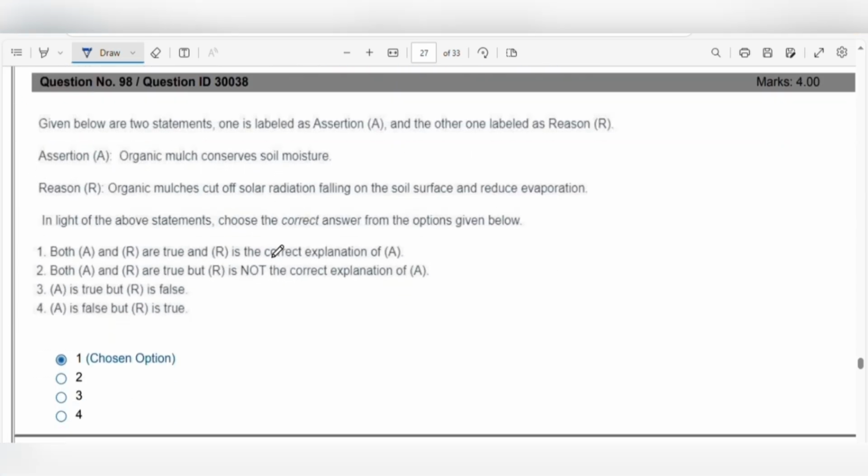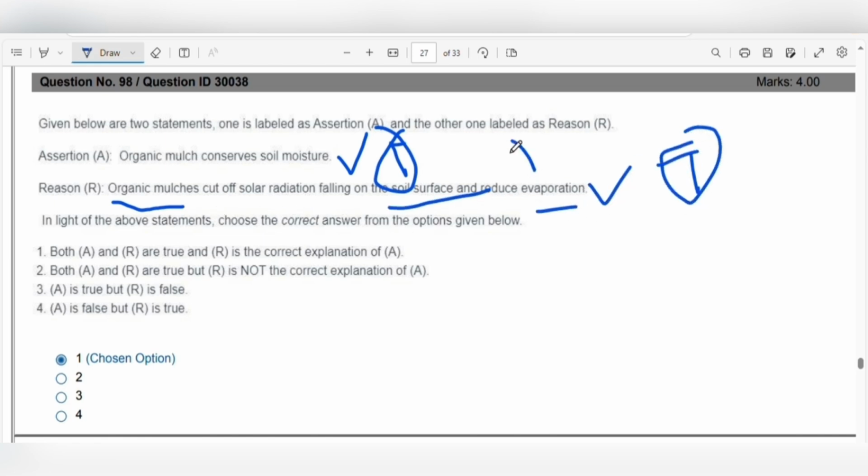Let's move on. Another assertion reasoning question, but this one looks very simple and easy, and it is from agronomy, general agriculture, we can say. So the assertion is organic mulch conserves soil moisture. That is absolutely true. There is no doubt about it. And secondly, why organic mulch conserves soil moisture? Because organic mulches cut off solar radiation falling on the soil surface and reduce evaporation. This is also absolutely true. Both are true, and this correctly explains the assertion. So the answer will be option 1. There is no doubt about it. Option 1 is the correct answer.